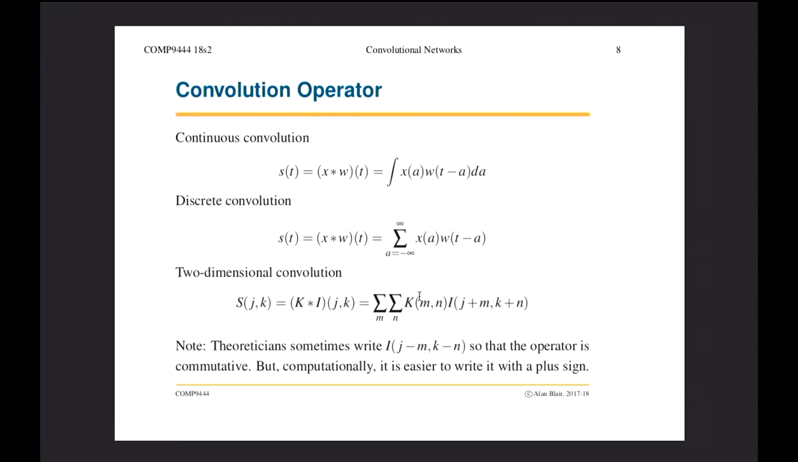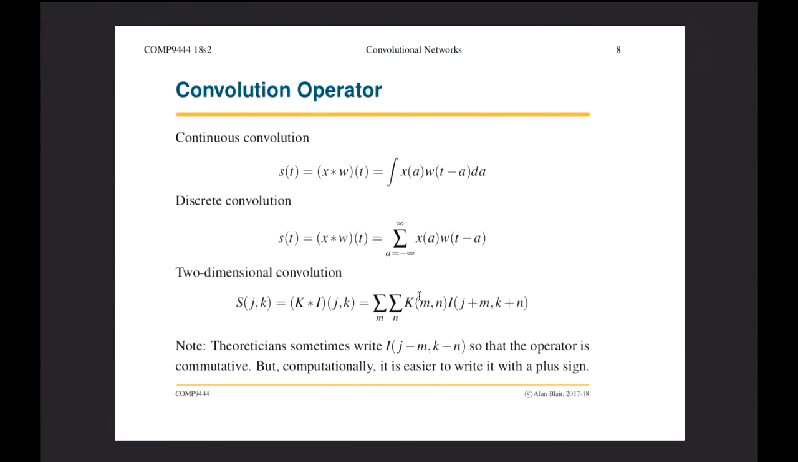So in mathematics, you see this. You've got two functions, x and w, and if you convolve them, you get some function s, and s of t is the integral of x of a times w of t minus a dA. That's the continuous version, and then we can do a discrete version. If it's a discrete version, you're doing a sum instead of an integral.